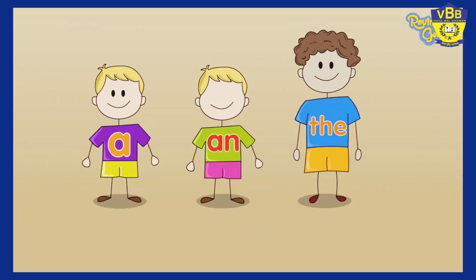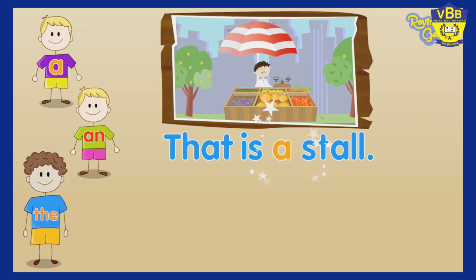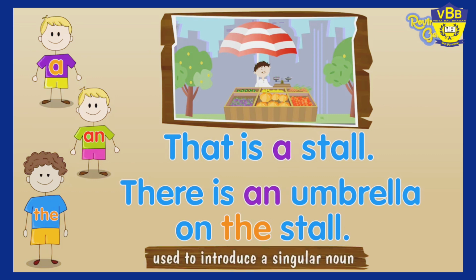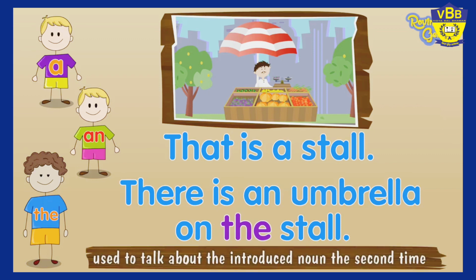Come, let's look at a few sentences where these three article brothers appear together. That is a stall. There is an umbrella on the stall. Thus, we can say that articles A and N are used to introduce a singular noun. Article the is used when we talk about the introduced noun the second time. In this case, it is the stall.